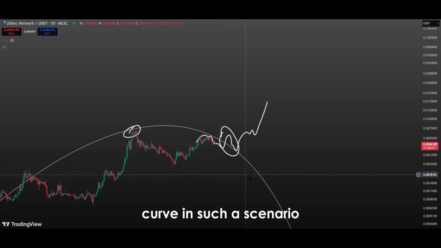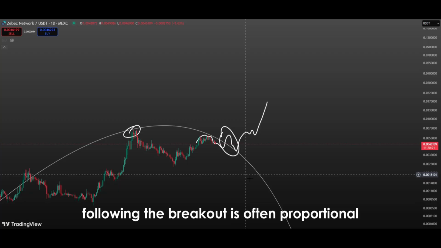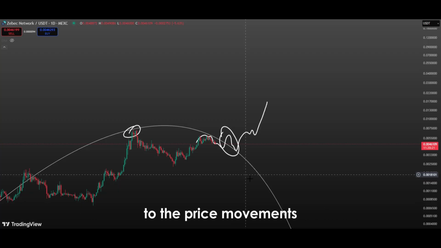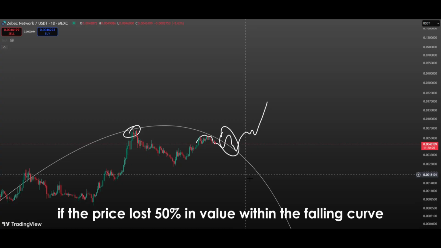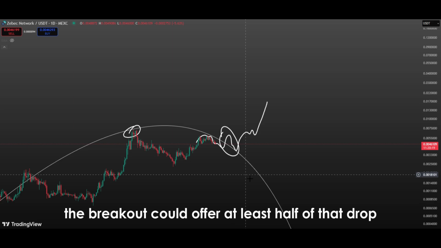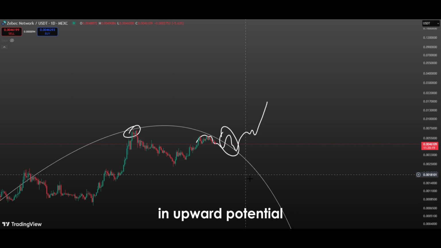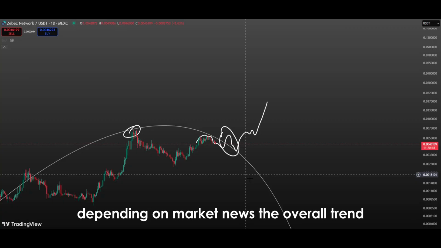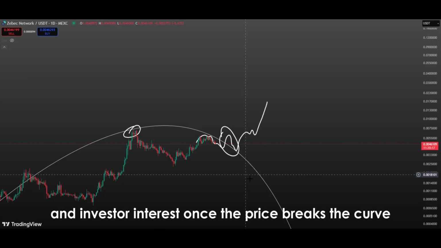In such a scenario, the size of the rise following the breakout is often proportional to the price movements measured from the start of the curve. For example, if the price lost 50% in value within the falling curve, the breakout could offer at least half of that drop in upward potential. This potential could be much greater depending on market news, the overall trend, and investor interest.